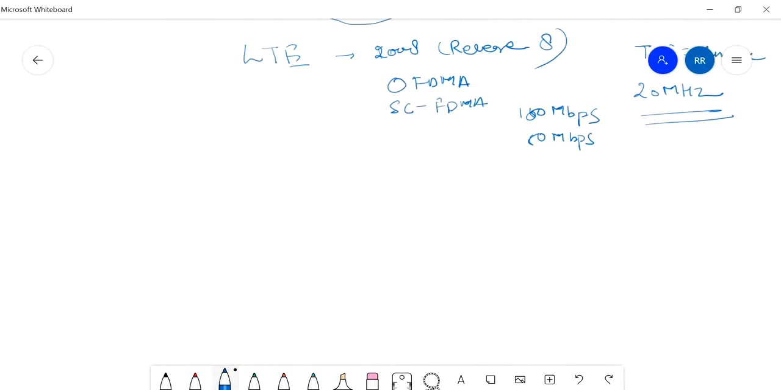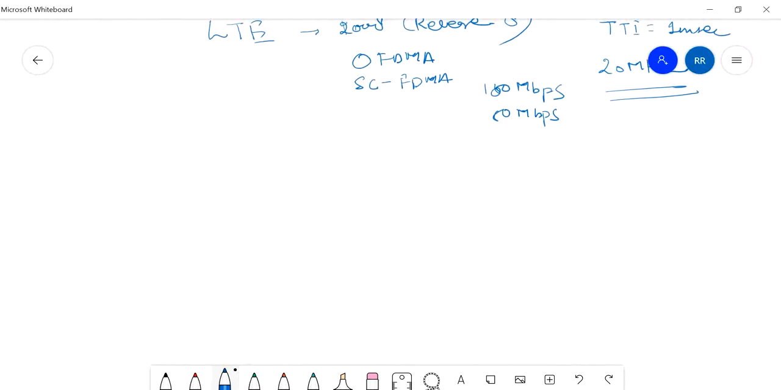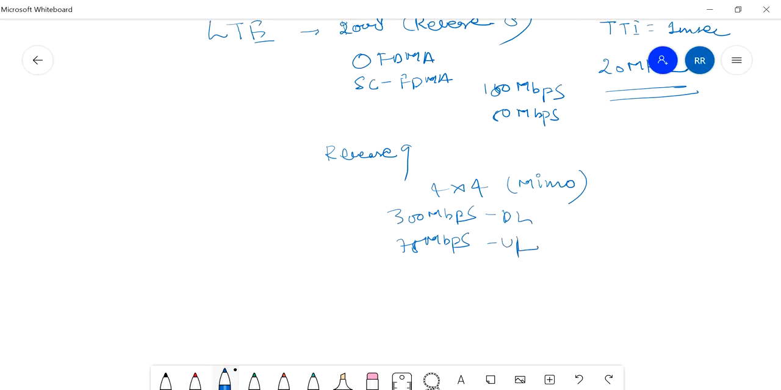After that, if we look at release 9 in LTE, release 9 came, and in release 9 the major thing was that it came with 4x4 MIMO. A few more advances happened, but this is the main one. And in that we were able to achieve 300 Mbps downlink and 75 Mbps uplink.